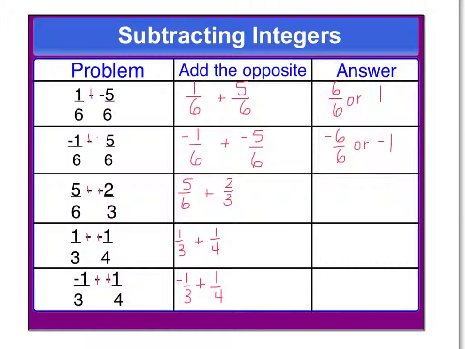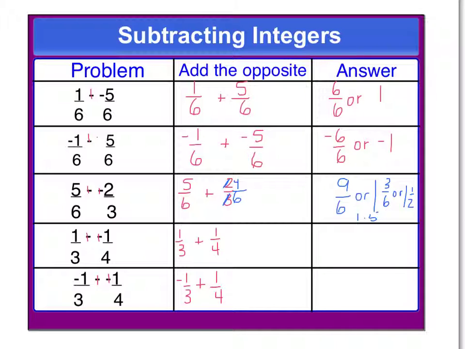Here we have to find a common denominator. The common denominator between 6 and 3 is going to be 6. So I'm going to just change this one here. I had to multiply by 2 to get to 6, so I'm going to multiply by 2. So I have 5/6 plus 4/6. That is going to give me 9/6 for my answer, or 1 full and 3/6, or 1 1/2. You could also put 1.5 if you wanted. Any of those answers would be acceptable.